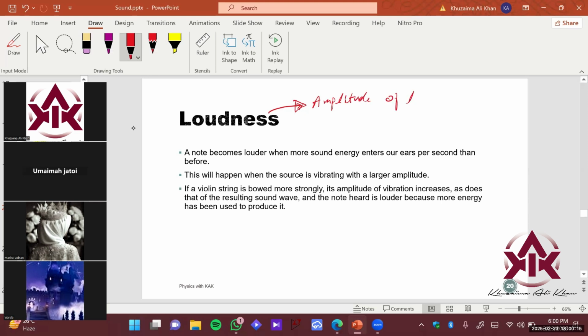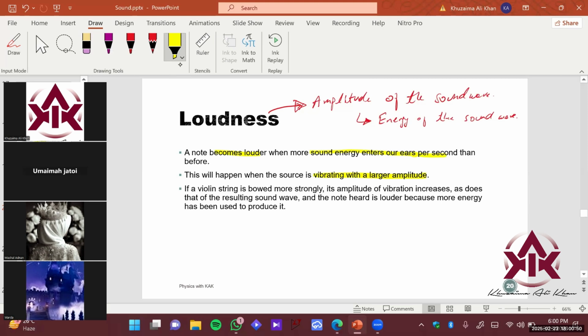Amplitude of the sound wave, right? That is, how much energy does it have? So it is also the measure of energy of a wave, of the sound wave, right? And a note becomes louder when more sound energy enters our ears per second, right? This will happen when the source is vibrating with a larger amplitude, right? So again, the amplitude is basically the measure of loudness.